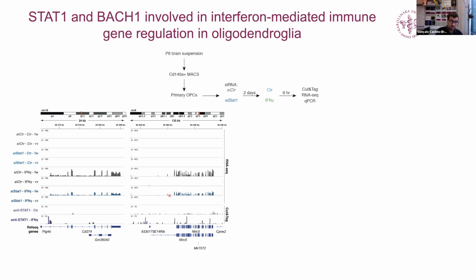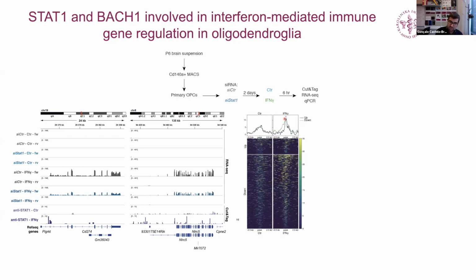Mandy then also did CUT&Tag against STAT1 in OPCs treated or not with interferon gamma, and what she could see in this locus was an increase in binding of STAT1. And when Enrichment and Mandy investigated the genes that were up or down regulated upon STAT1 siRNA, they could see that in these genes there was, upon treatment with interferon gamma, binding of STAT1.